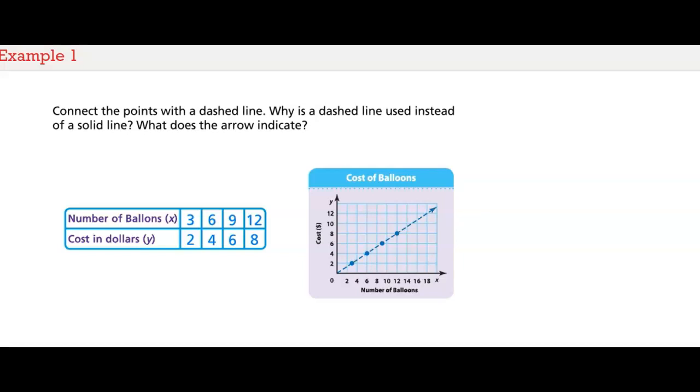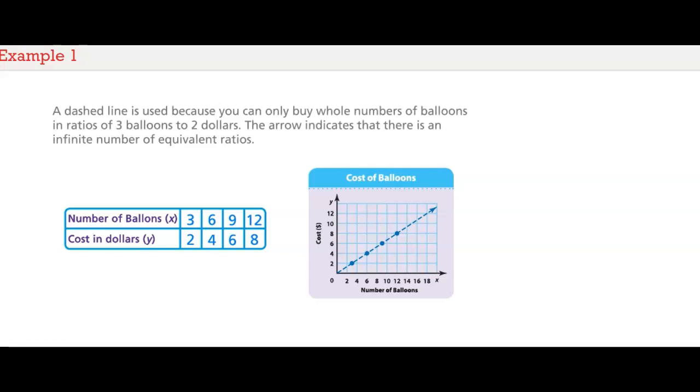Why is a dashed line used instead of a solid line? What does the arrow indicate? A dashed line is used because you can only buy whole numbers of balloons in ratios of 3 balloons to $2. The arrow indicates that there is an infinite number of equivalent ratios.